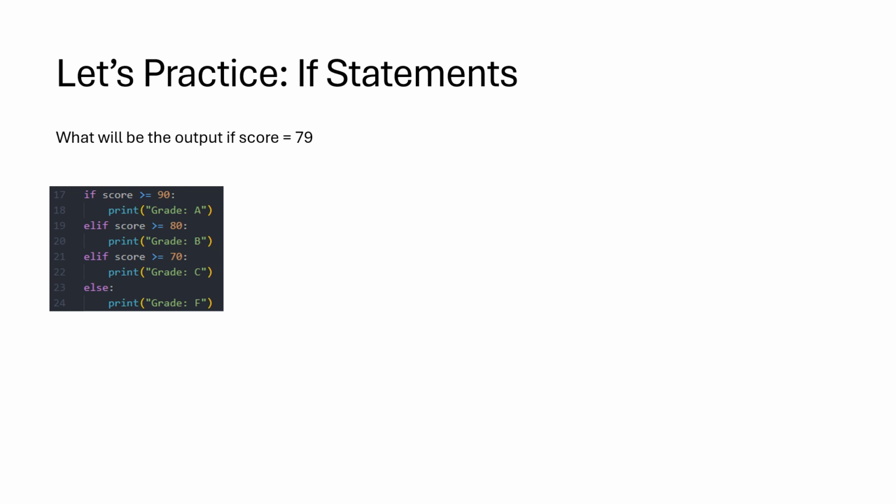In this example, since score is set to 79, it falls into the third condition, which is score is greater than or equal to 70. So the output will be grade C. This is an example of using conditional statements to control program flow based on different conditions. So here we can see the output is grade C, which falls under the third condition.